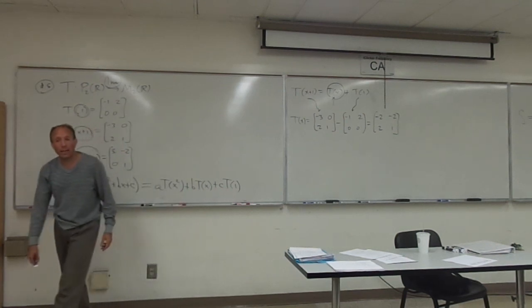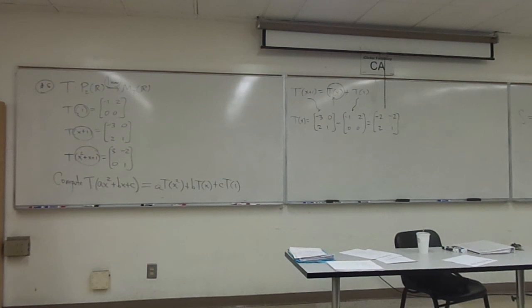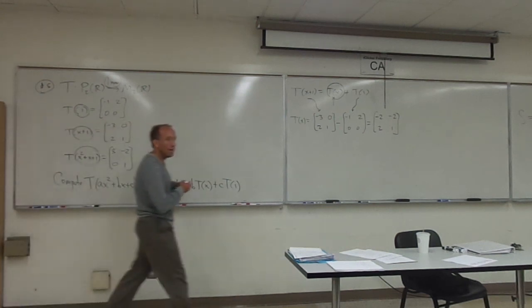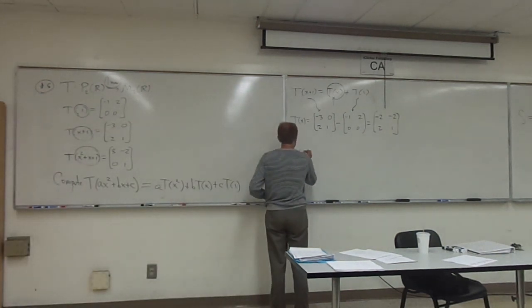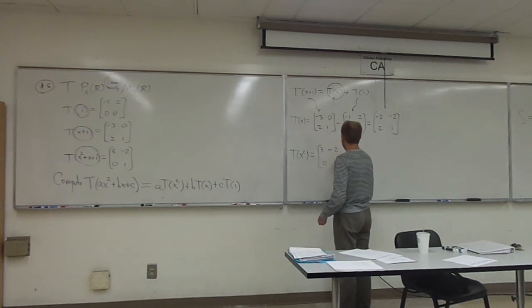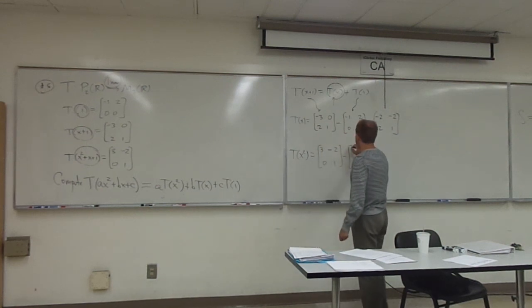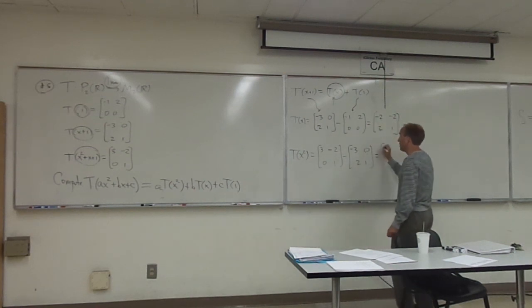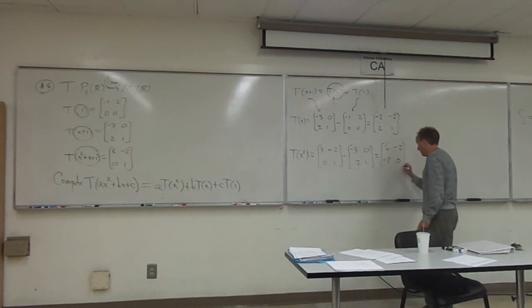Does anybody know how I can get T of x squared? Same thing: x squared plus x plus 1 minus x plus 1. This one minus this one. Exactly. So T of x squared is just, let's see, 3, negative 2, 0, 1, minus negative 3, 0, 2, 1. That comes out to 6, negative 2, negative 2, 0.